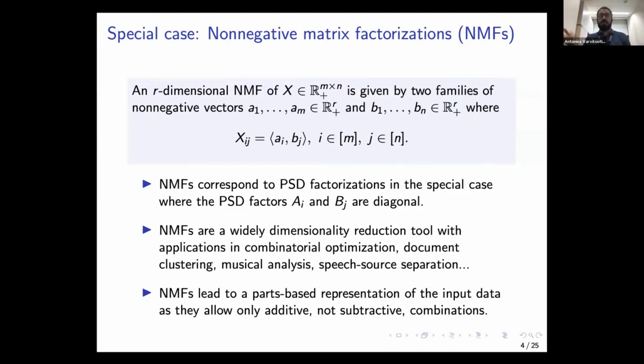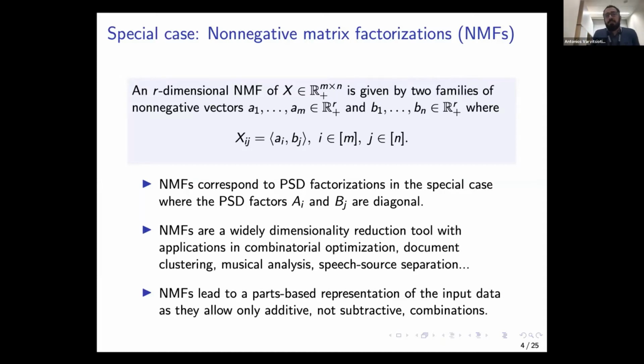And if you just think about it for a second, you see that NMFs are basically very special PSD factorizations. It's exactly the case when you restrict the PSD factors, the Ais and the Bjs, to be diagonal PSD matrices, because diagonal PSD matrices are nothing but non-negative vectors. So NMF is basically a special case of PSD factorizations.